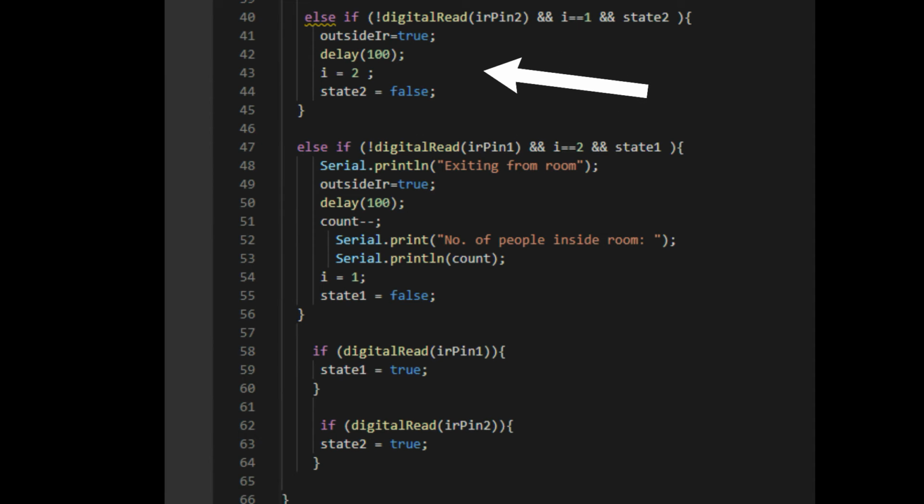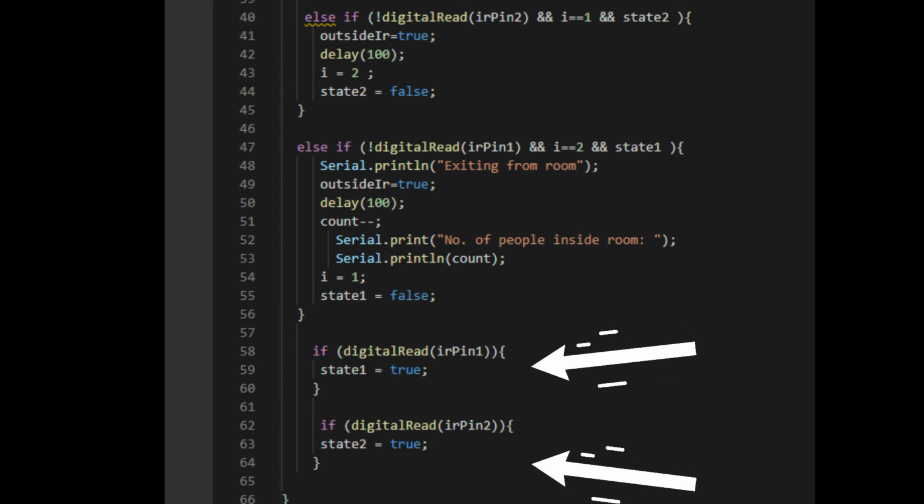This part of the code reads the data from IR sensor 2 to check if it is blocked first. This changes the i value to 2, which indicates that someone is exiting the room. This part of the code checks if IR sensor 1 is blocked after IR sensor 2 being blocked. If that's the case, then it decrements the counter and displays that someone has exited the room along with the people count. These two if statements are executed when the IR sensor is not blocked.